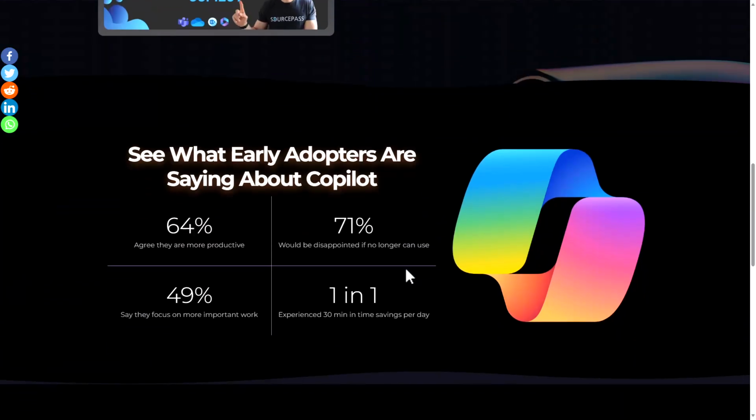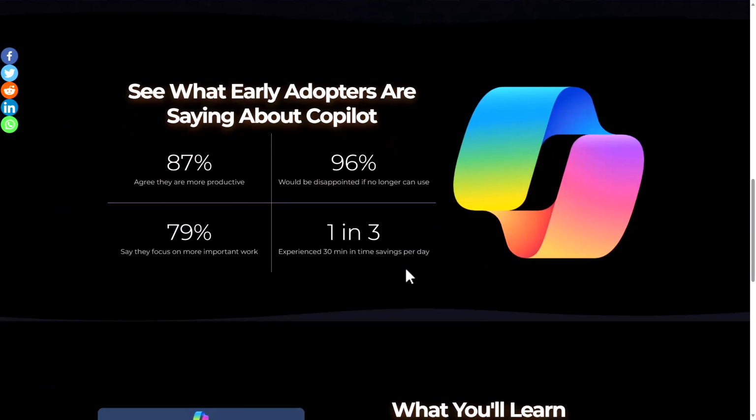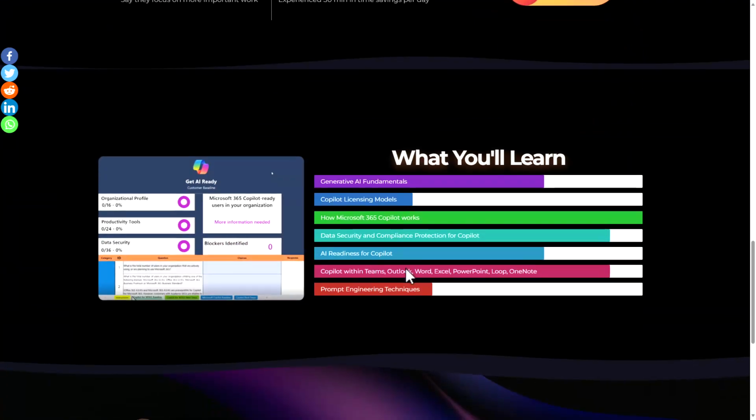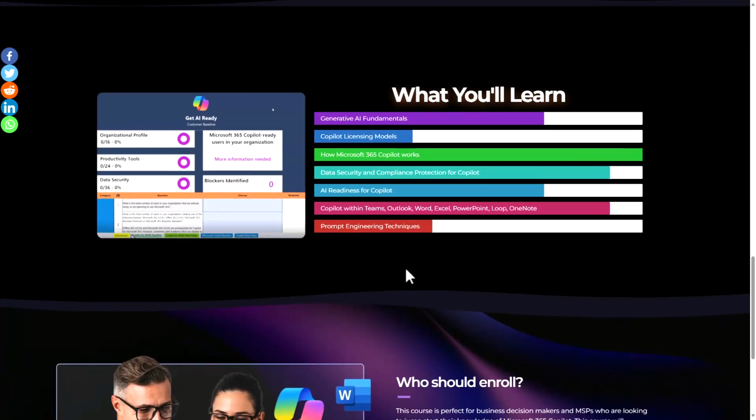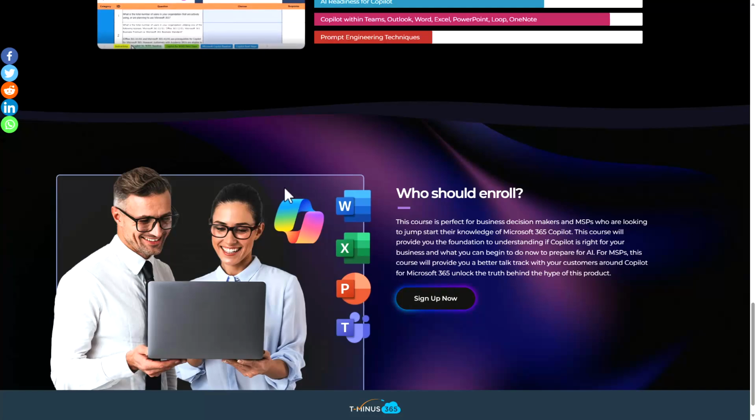But additionally, I wanted to go through some of the basic administration, licensing considerations, and actually have a whole section dedicated to data security and compliance because I feel so strongly about that topic.